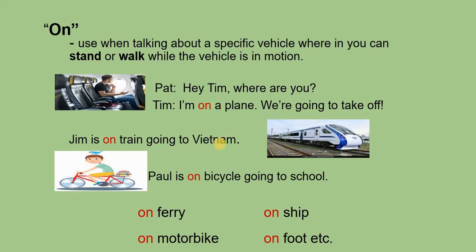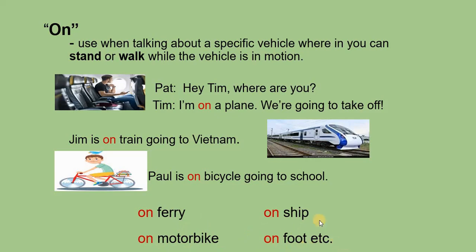And next, here, Jim. Jim is on train going to Vietnam. Next, Paul. Paul is on bicycle going to school. So guys, and here on ferry, on motorbike, on ship, on foot, and others.